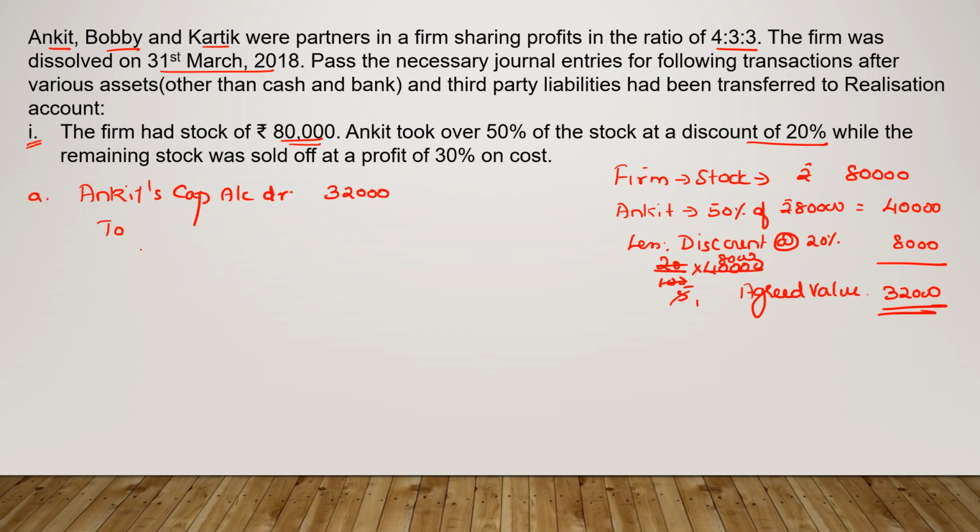And the other account to be credited is the realization account. Why? Because here all the various assets other than cash and bank have been transferred to realization account. So we have to credit the realization account for this one. So this is for stock taken over by Ankit.